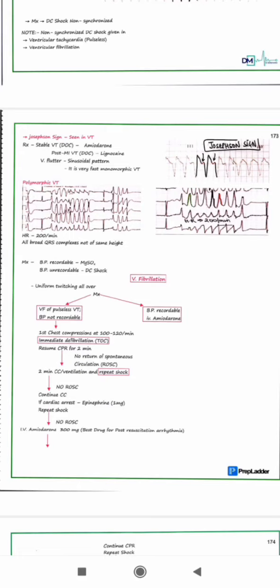Now this is the Josephson sign, which is seen in VT. We can see in the diagram a picture showing the Josephson sign. Its management, in a stable condition, is that we go for amiodarone. In ventricular flutter cases, we see a sinusoidal pattern.